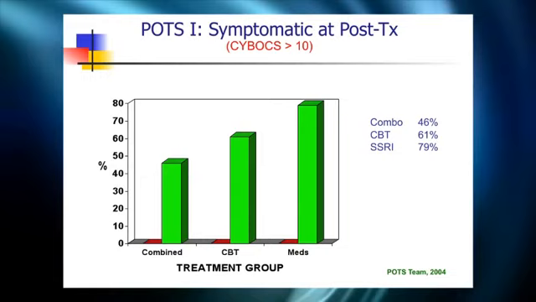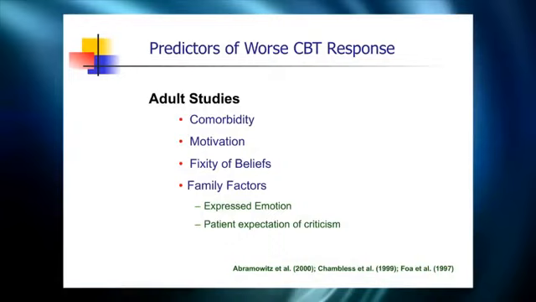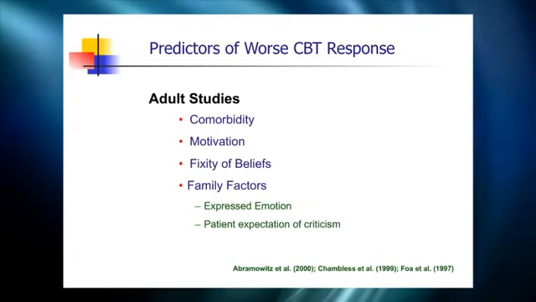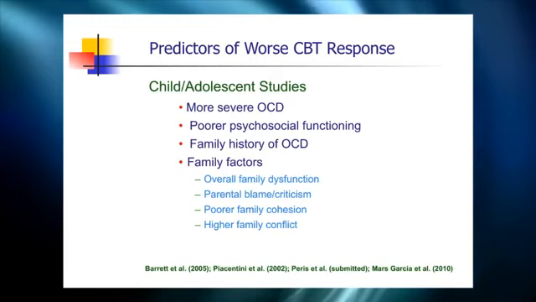So we have a lot of work to do to get these treatments to be more efficacious in terms of really getting kids from a clinical state to a non-clinical state. There are a number of factors that have been associated with worse response to CBT. In adult studies: comorbidity, motivation, fixity of beliefs, and some family factors. There is less systematic data, but probably more studies looking at kids have shown that a number of family factors have predicted a worse response to treatment.